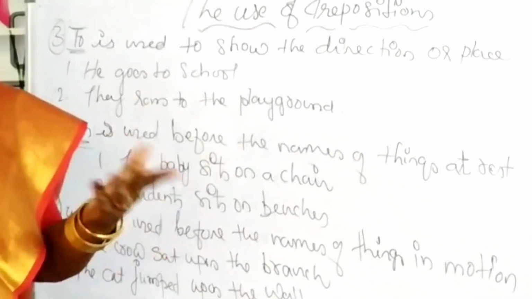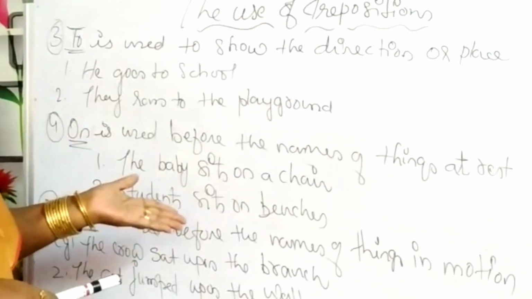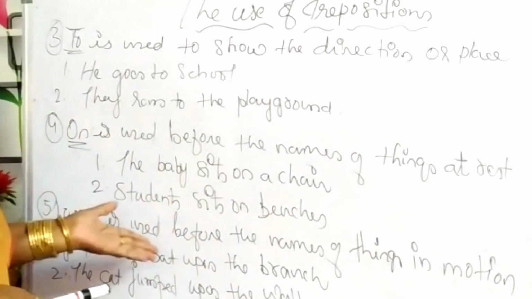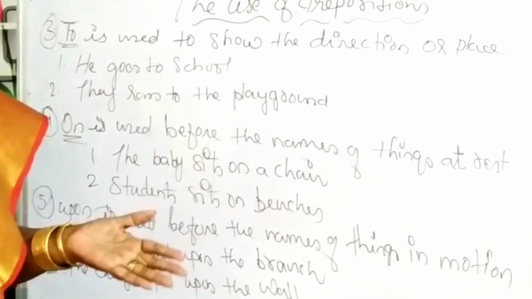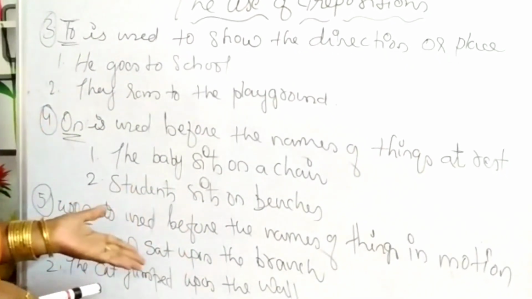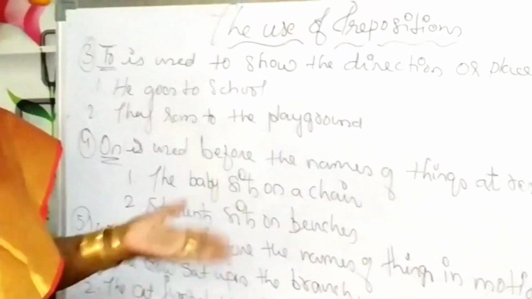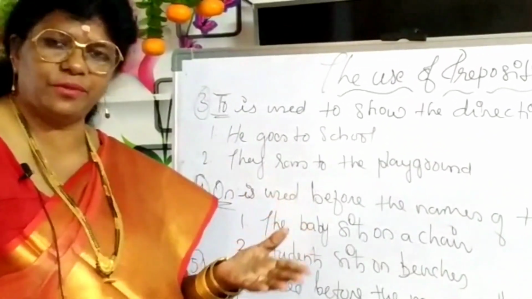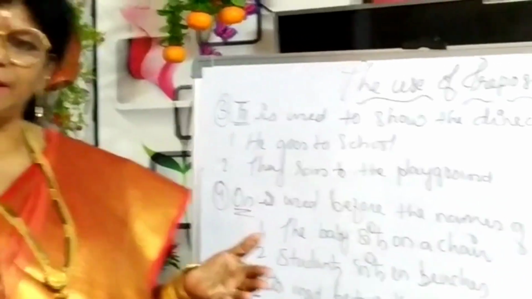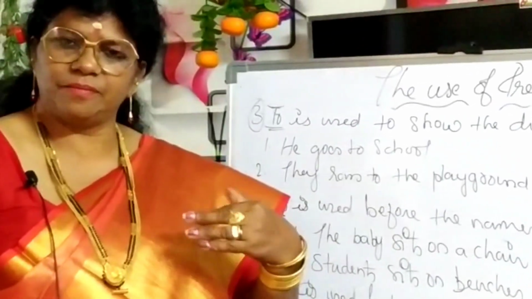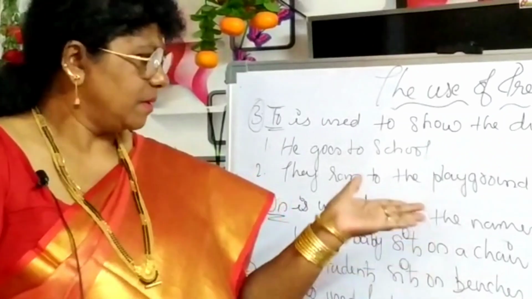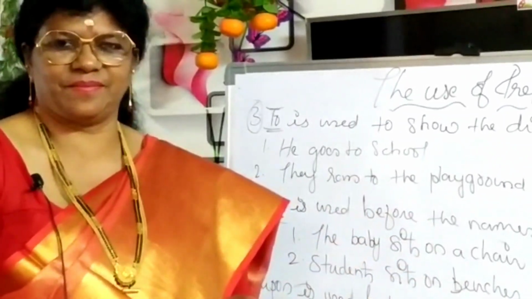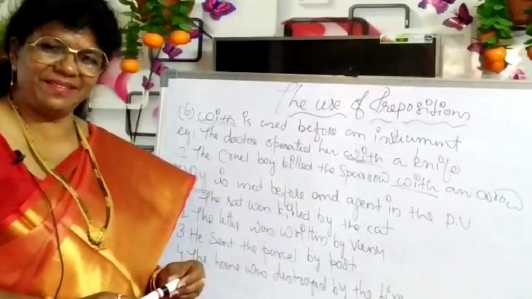Next one, upon. Upon is used before the names of things in motion. Example, the crow sat upon the branch. The cat jumped upon the wall. So these are all important. You had better do more homework and practice, so that you do not make any errors while using prepositions. Okay? Okay, fine. Let us go through.